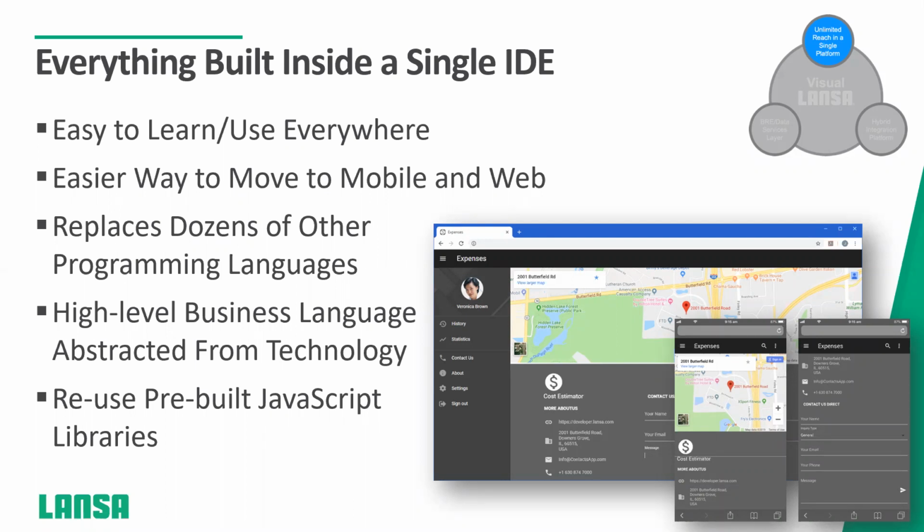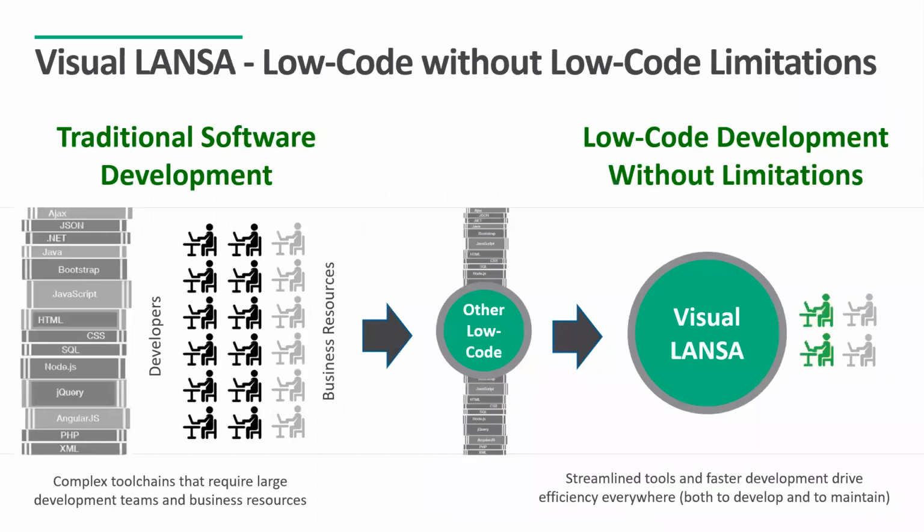Next slide. So this is the way we really contrast Visual LANSA and our low-code approach. We really talk about low-code without some of the low-code limitations that you might see elsewhere. So traditional software development on the left requires lots of developers, potentially different developers focused on different parts of a web application, using a whole range of different languages, tools, frameworks, and so on.